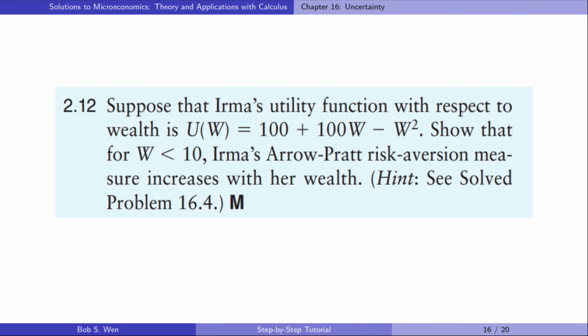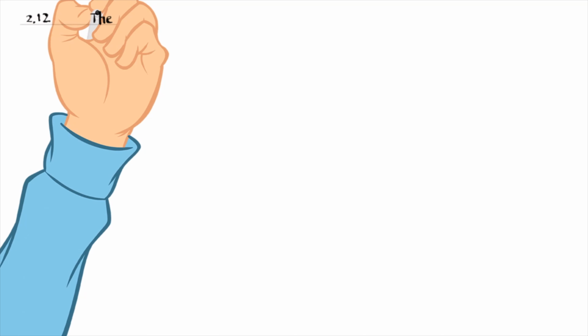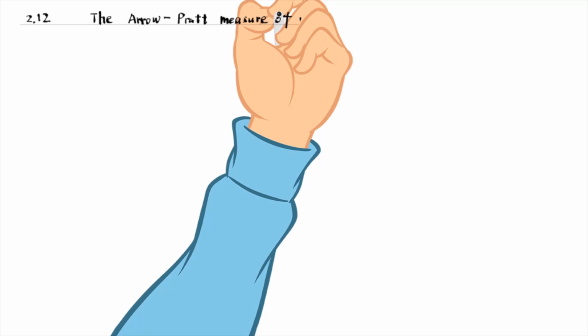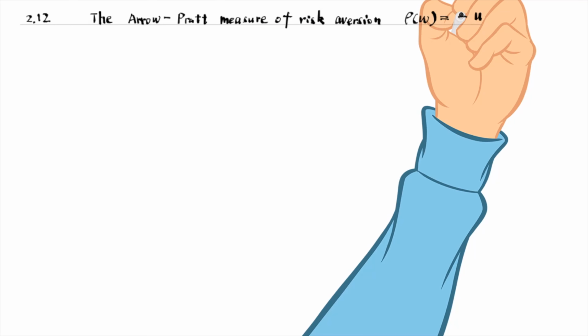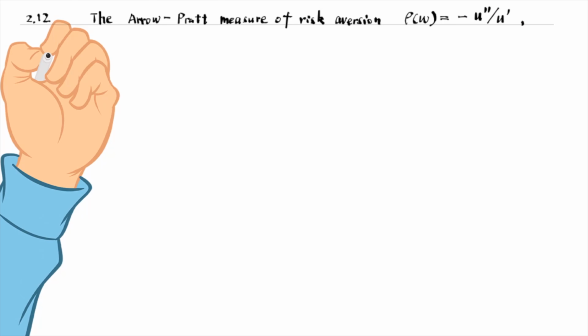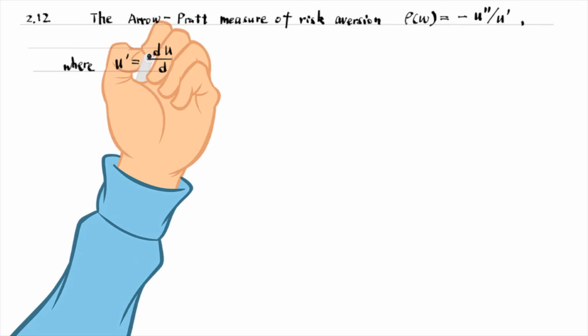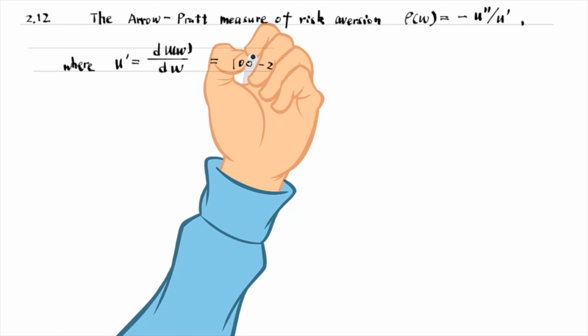Let's solve exercise 2.12. Suppose that Irma's utility function with respect to wealth is as follows. Show that for W less than 10, Irma's Arrow-Pratt risk aversion measure increases with her wealth. We write down the Arrow-Pratt measure of risk aversion formula. The first derivative and the second derivative of the utility with respect to wealth are computed.